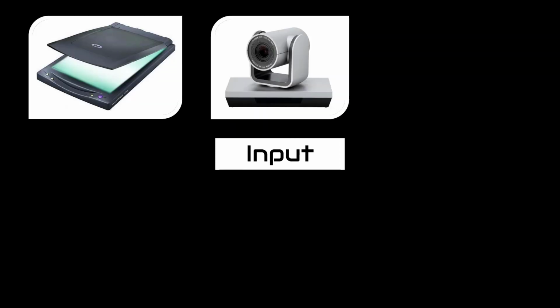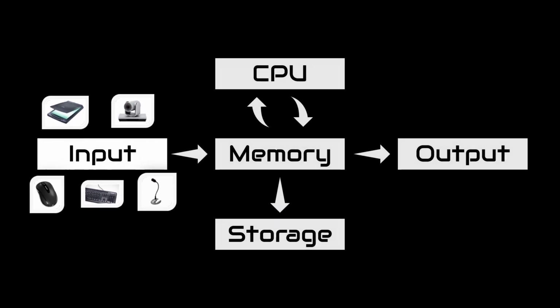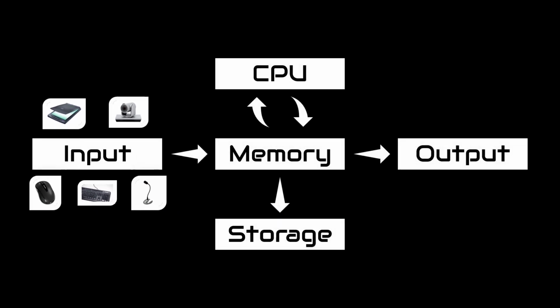Everything starts with input devices. An input device is anything you use to put data into a computer. Things like cameras, scanners, mice, keyboards, or microphones. All this data is converted into a digital format and sent to memory.